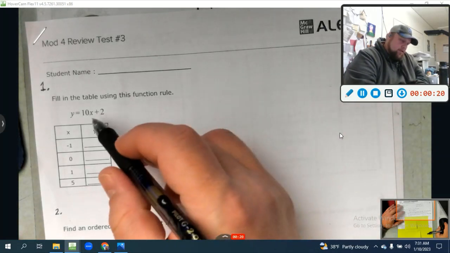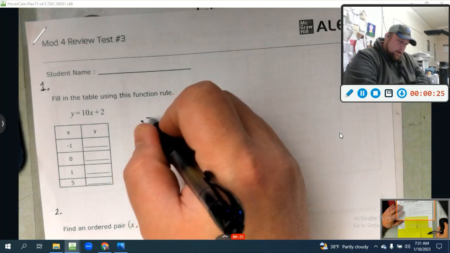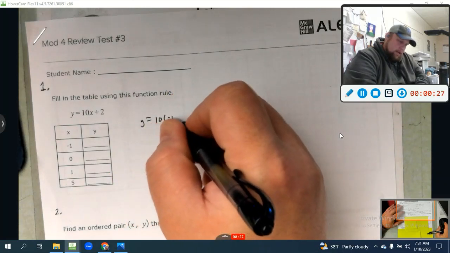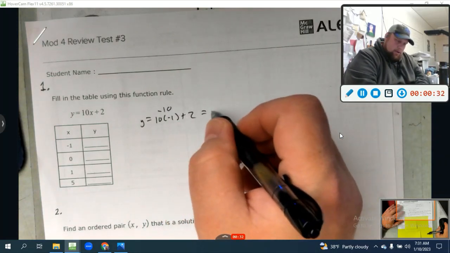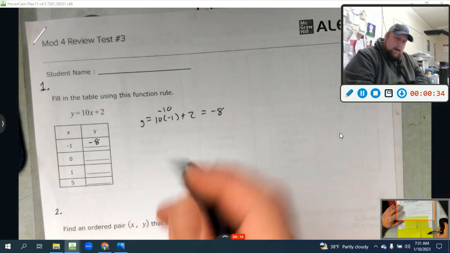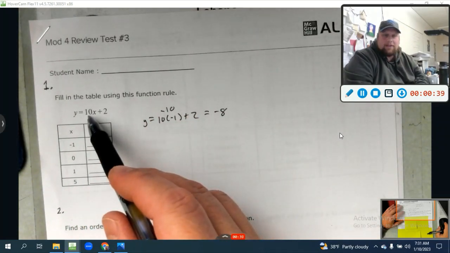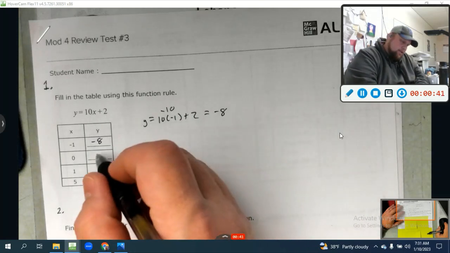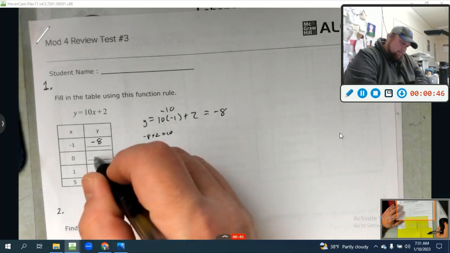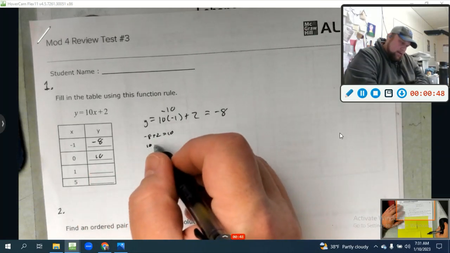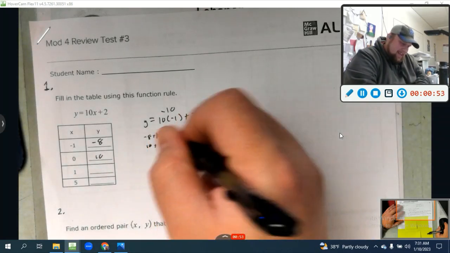Fill in the table using this function rule, y equals 10x plus 2. We're just going to plug in x. So y equals 10 times negative 1 plus 2, which is negative 10 plus 2, or negative 8. Because these are consecutive, and I know it's growing by 10, that's the slope, I can just add 10 to each answer. So negative 8 plus 10 is 2.